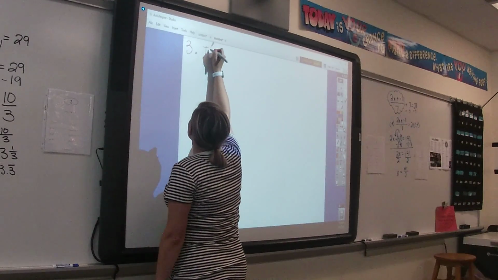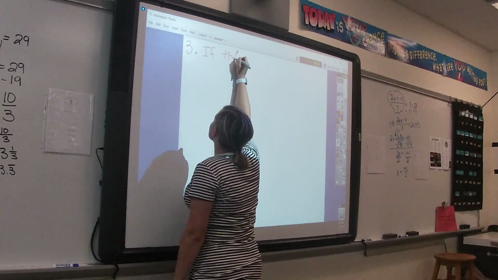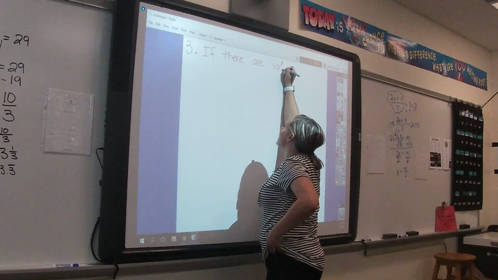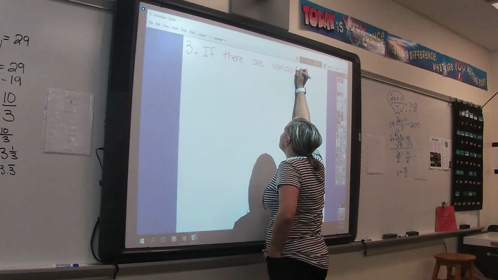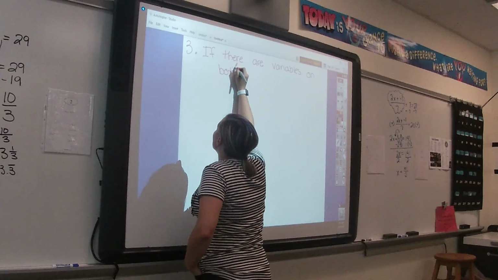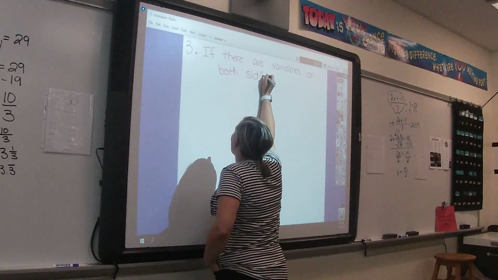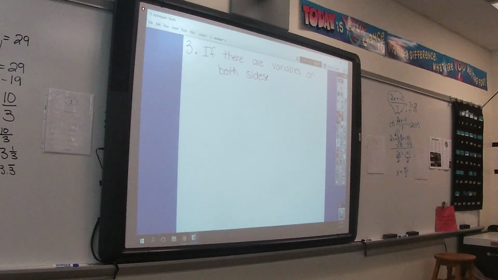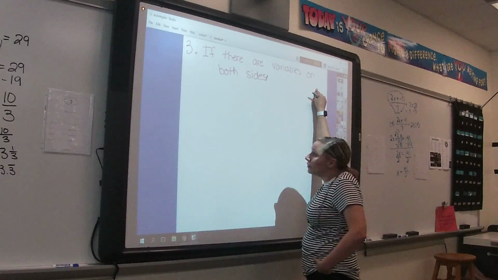Okay, so if there are, and we're going to add to the list variables on both sides. And when I say variables on both sides, what do I mean both sides of what? Of the equal sign, right? So both sides of the equal sign.